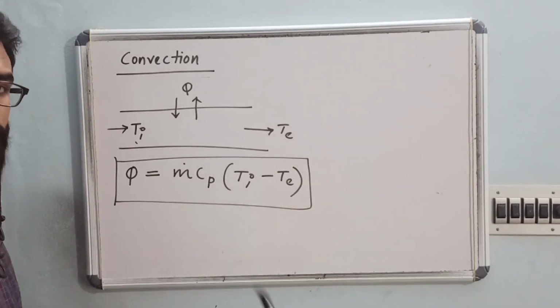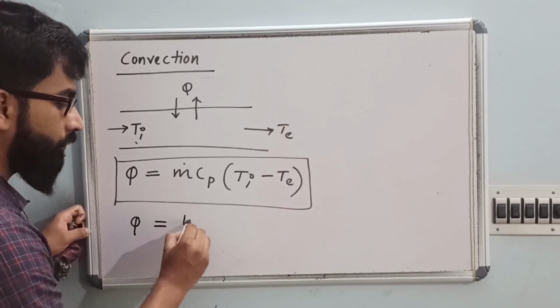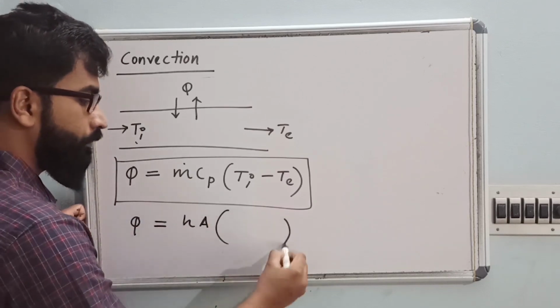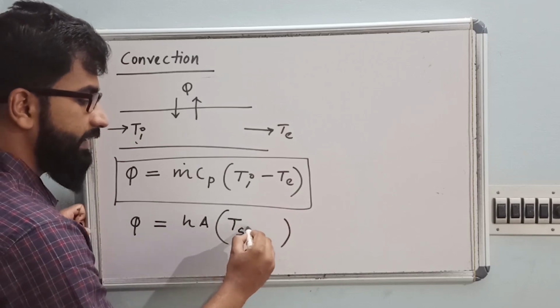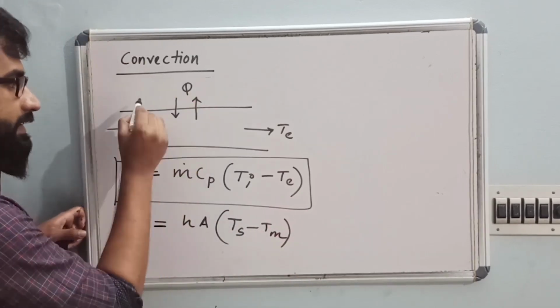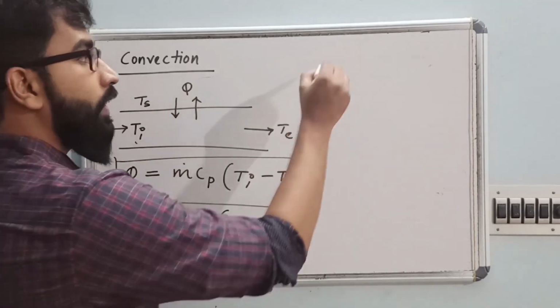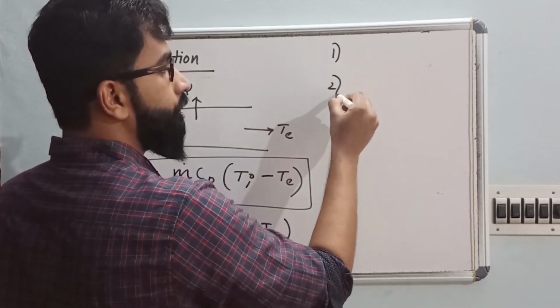Now for calculation of H, you have another equation, that is Q is equal to HA into Ts minus Tm. Clear? What is Ts? Ts is the surface temperature of the pipe. Now you have two cases.